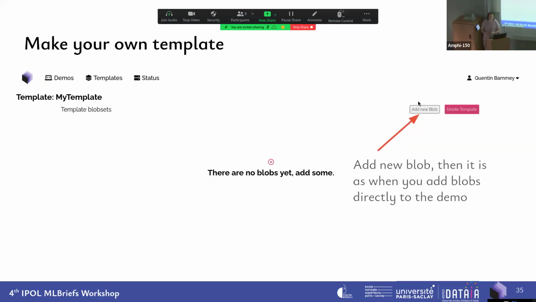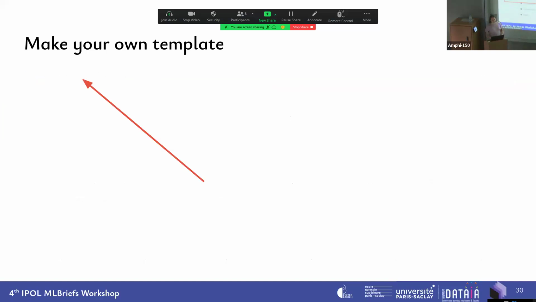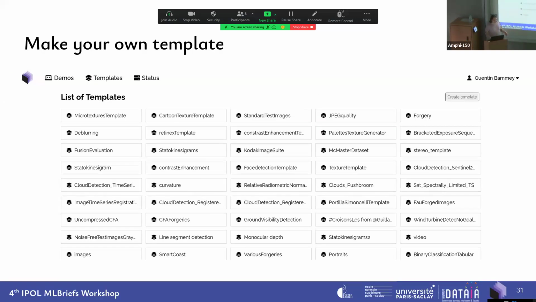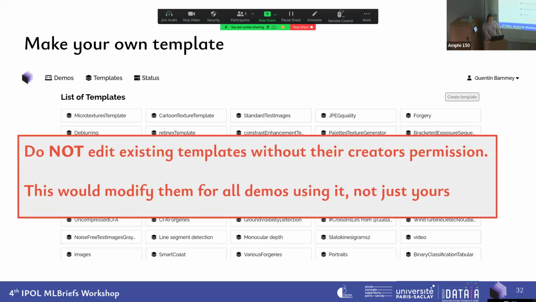So here, when you add new blobs, it works as if you did it by hand, as earlier, when you added blobs specifically for your demo. Except that now, it will be in the template. So you can select it and have it, for instance, if you have several demos, or if you want someone else to make another demo and be able to use the same template.